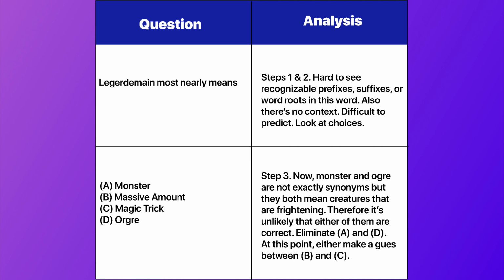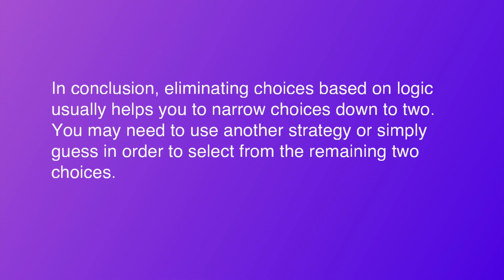Step 3. Now, monsters and ogres are not exactly synonyms, but they both mean creatures that are frightening. Therefore, it's unlikely that either of them are correct. Eliminate A and D. At this point, make a guess between B and C. In fact, legerdemain means sleight of hand, so magic trick is the best fit. In conclusion, eliminating choices based on logic usually helps you to narrow choices down to 2. You may need to use another strategy or simply guess in order to select from the remaining 2 choices.